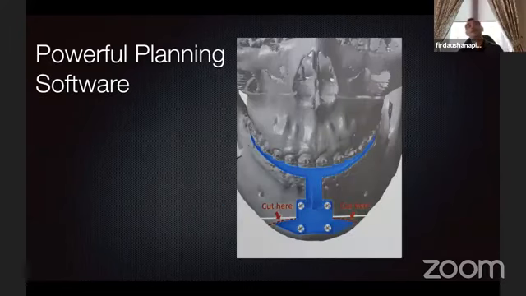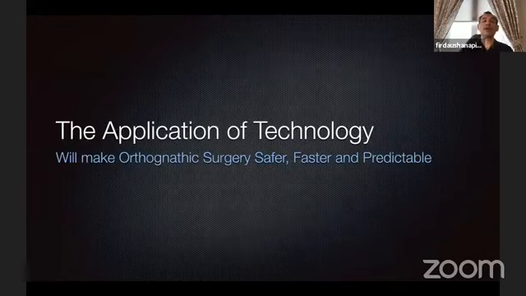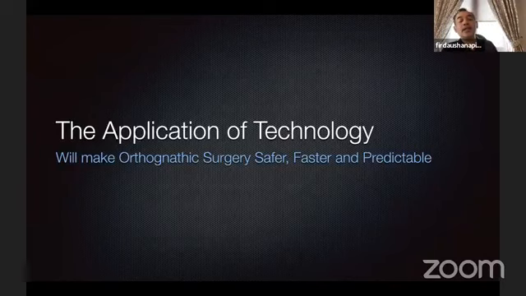We also have powerful planning software. There are many softwares developed over the years. We can use this software. We are working with our friends at AB Dental. We are looking at making new softwares which will make these orthodontic surgeries a lot more accurate and more durable for our patients. The application of technology will make orthodontic surgery safer, faster, and more predictable.